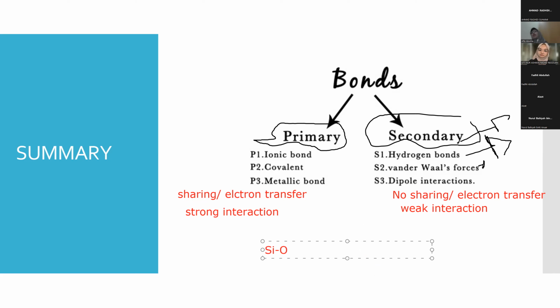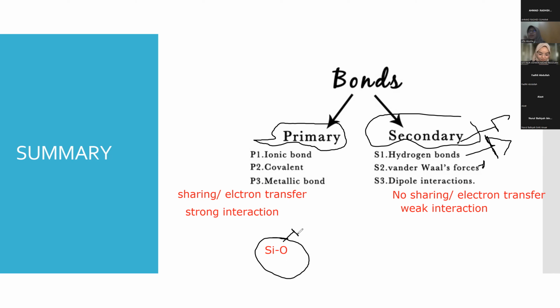Okay. In the primary bonding, what happens? What type of bonding is between silicon and oxide? Primary bonding. What type? Ionic, covalent, or metallic bond? Ionic bonding. Are you sure about ionic bonding? Covalent. Why do you answer covalent bonding? Because it has 51% covalent character.